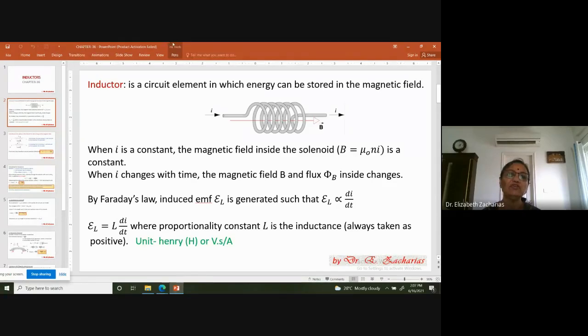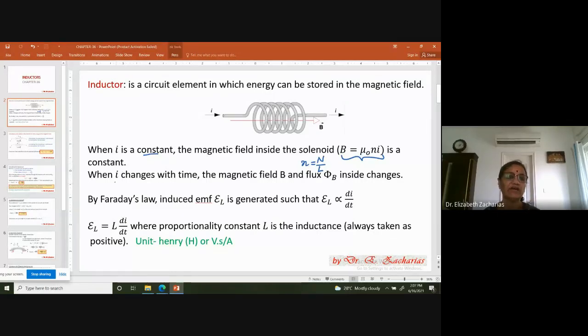Now, if the current that you're passing through the inductor is kept a constant, not changing with time, then the magnetic field that you're going to get inside your solenoid is going to be mu naught small n I, where small n is the number of turns per unit length. Or if capital N is the total number of turns and if L is the length, then small n is capital N by L. This is the case if current is a constant.